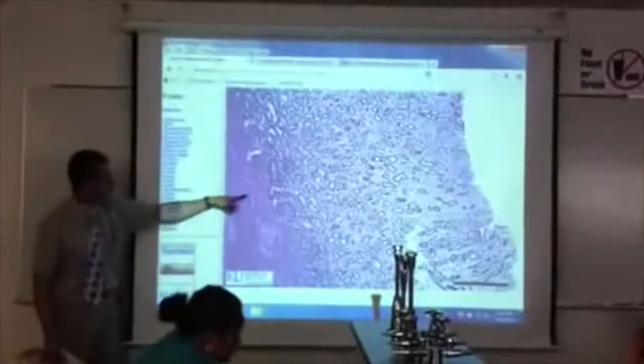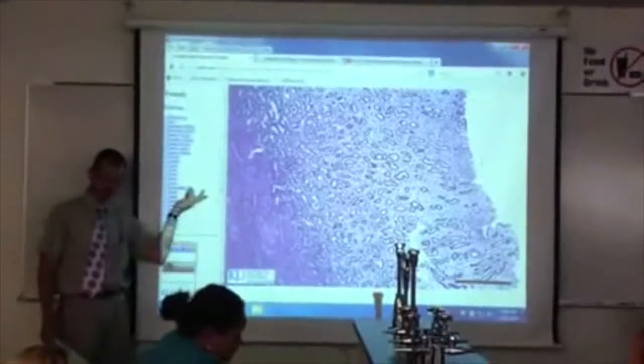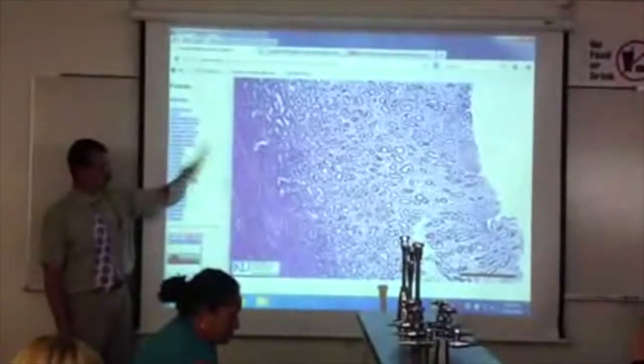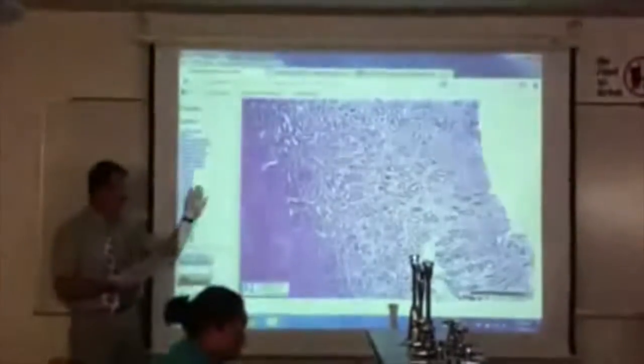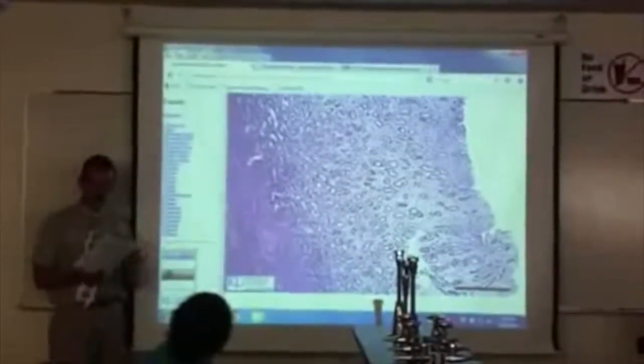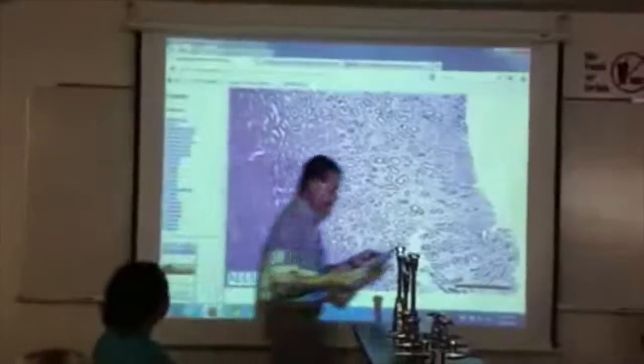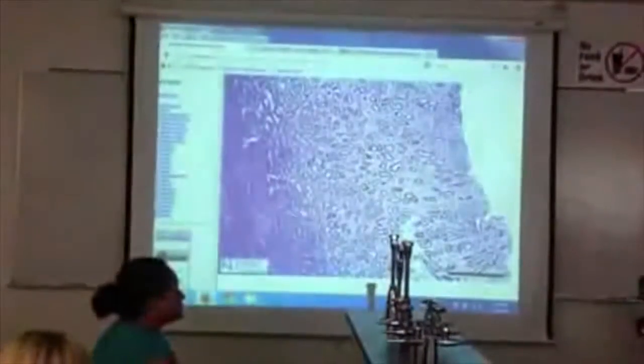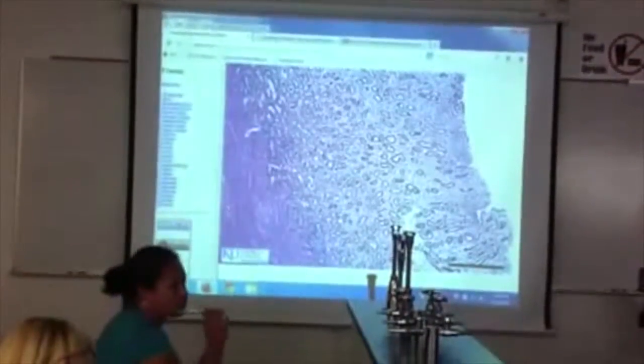Hey, what's this? It's muscle. What's that? Myometrium. So you want to look for uterus and be able to figure out kind of vaguely where the line is. It's kind of a judgment call, right? But unfortunately, your slides are pretty bad for that.